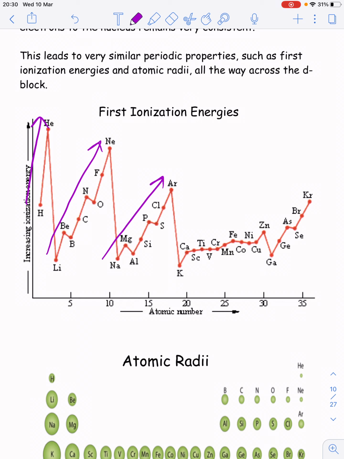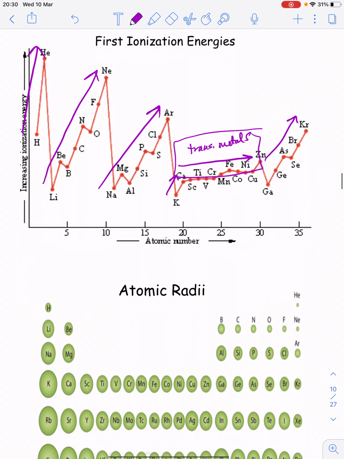But then you get to row 4, which is the first time we have d electrons, and it starts to climb here, and then notice that it basically flatlines across the transition metals. Now, that's really weird. It hasn't done that up until that point. It's had these really steep increases, and after the transition metals, it does another steep climb. But during the transition metals, first ionization energies more or less plateau. They climb a little bit, but not much.